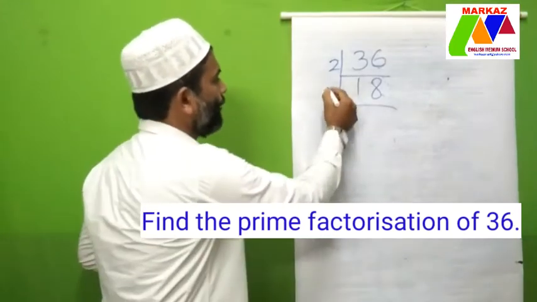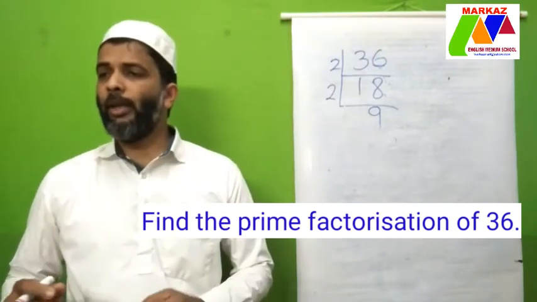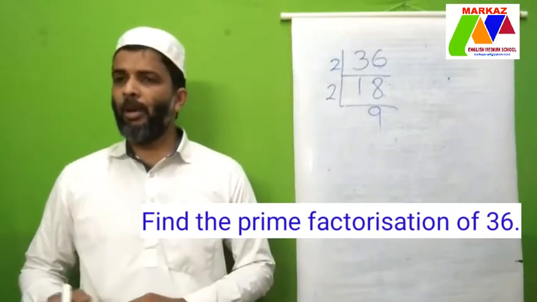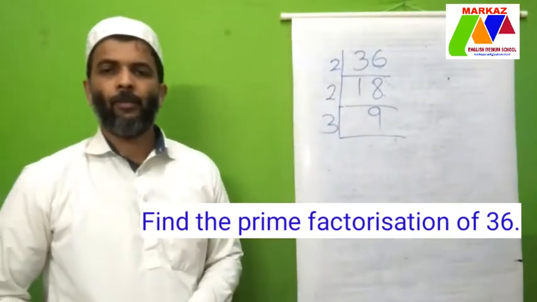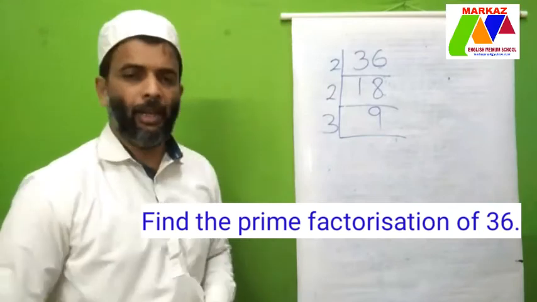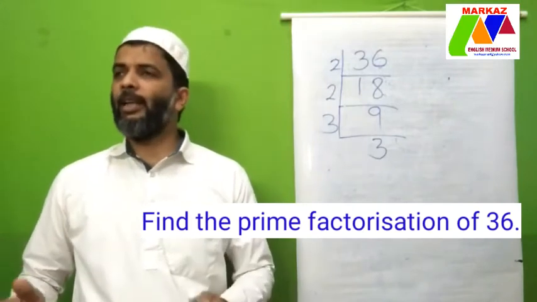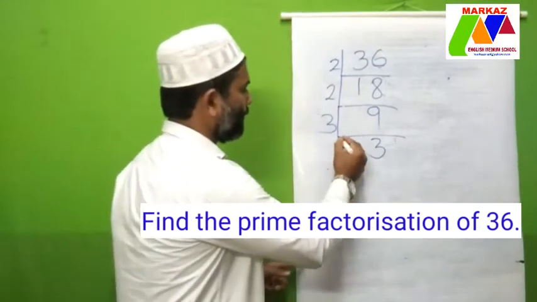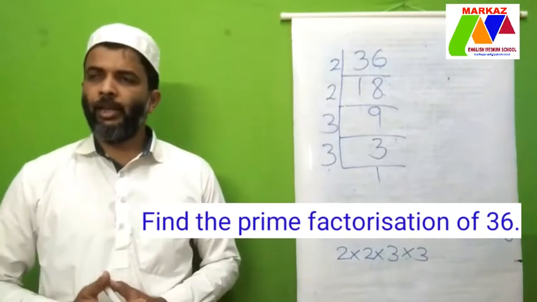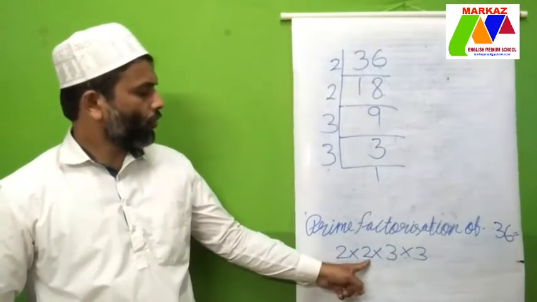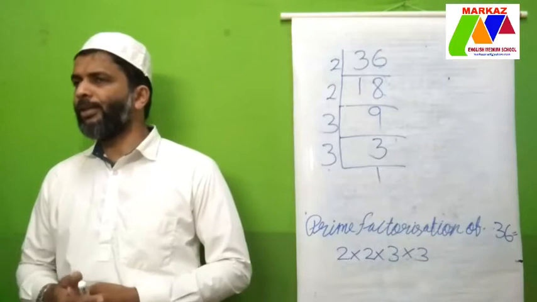How many 2s in 18? It is 9. Now this is an odd number, so we cannot divide by 2. Which is the next smallest prime number? Which is 3. How many 3s in 9? 3 times. 3 is a prime number. It is exactly divisible by 3 only. How many 3s in 3? 1. Prime factorization of 36 is equal to 2 into 2 into 3 into 3. All of you clear the methods of prime factorization?